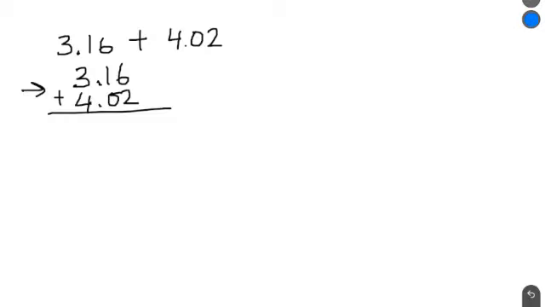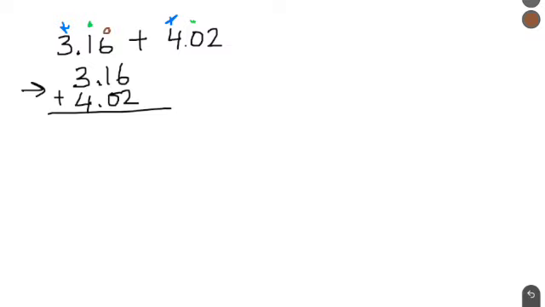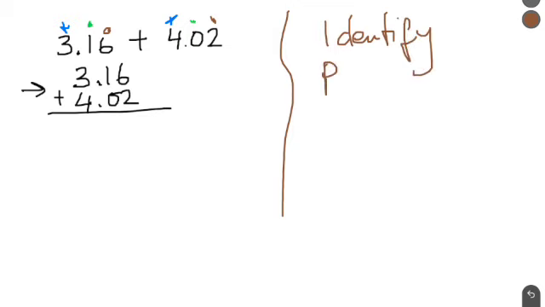It's the case because the 3 is the ones and the 4 is the ones, so they should line up under each other. Similarly, the 1 in this instance is the tenths and the 0 is the tenths, so they should line up under each other. And then the 6 is the hundredths and the 2 is the hundredths, so they should be lined up under each other. Keep in mind that you need to identify the place of each number first, and then line up.